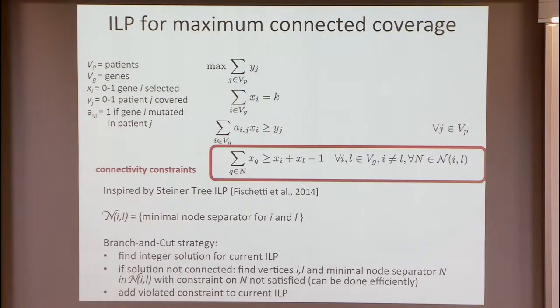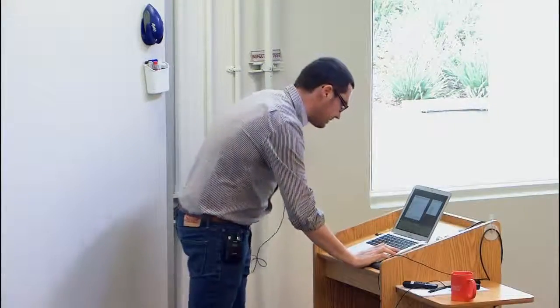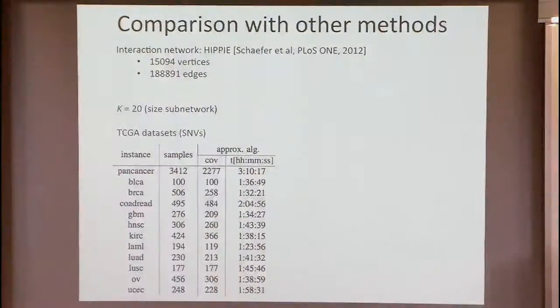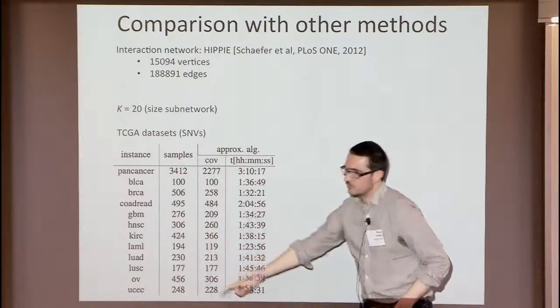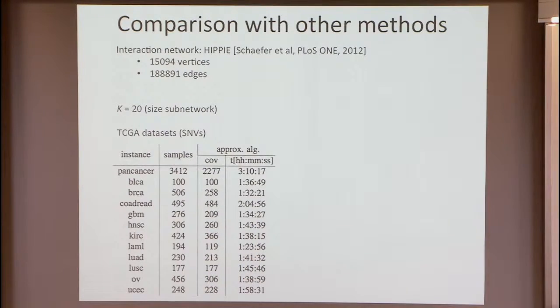The data size? Data size, I guess. So these are the number of patients. And I guess we are looking at a subgraph that has 15,000 vertices. And that's the number of edges.